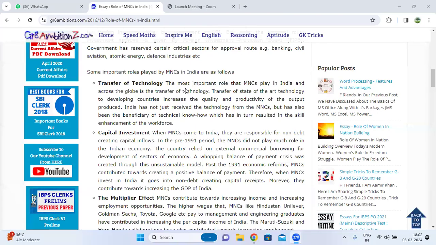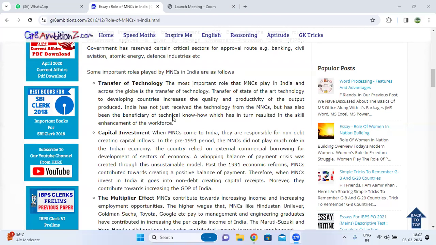Good morning, all. Today we are going to discuss the role of MNCs in India. Some points are listed below. There is no distinction between the MNC and domestic company in India. The policy regarding MNCs is the same as for foreign private capital.